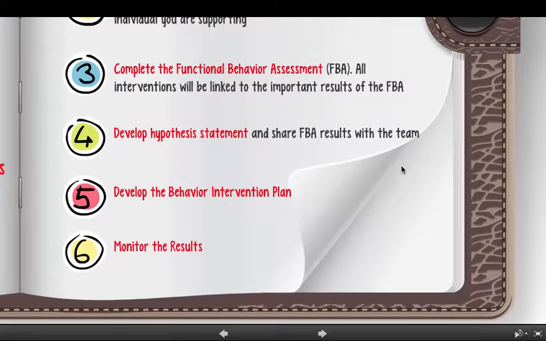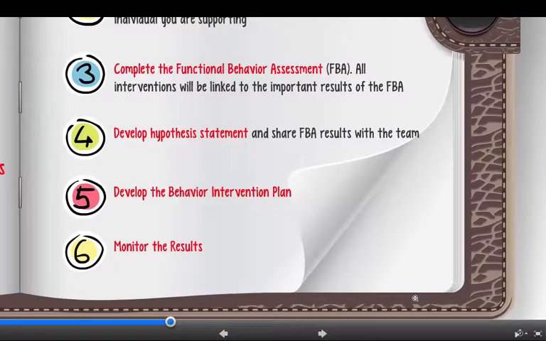Next, you're actually developing the behavior intervention plan, and we're about to go through what that exactly looks like from a documentation standpoint. But once you've completed these first four steps, that's where you're going with it. You'll document the actual plan and put that down on paper, and it'll be shared with the other team members. And then once it's implemented, you are in the process of monitoring the results.